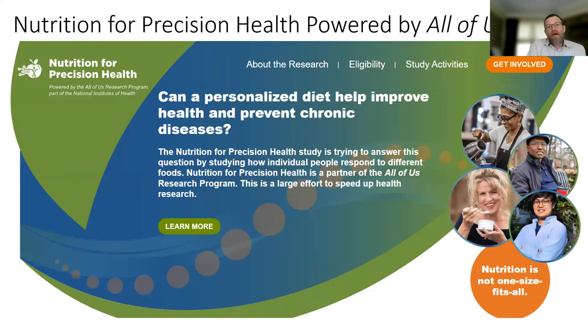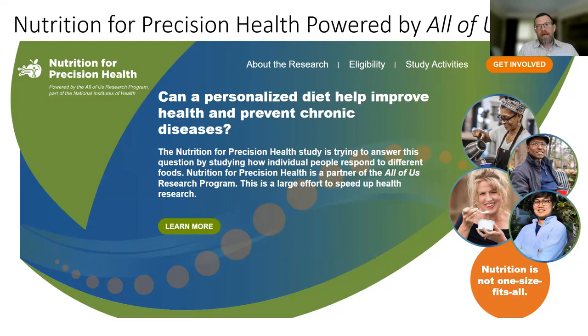Okay, so with that general introduction, I'll now pivot and talk a bit more about the scientific initiative that I'm representing here, which is the Nutrition for Precision Health initiative, which is powered by All of Us. NPH is a landmark initiative that's funded by NIH to deeply study the relationships between nutrition, human biology, and health. The study is aimed at enrolling 10,000 participants across 14 different US sites.